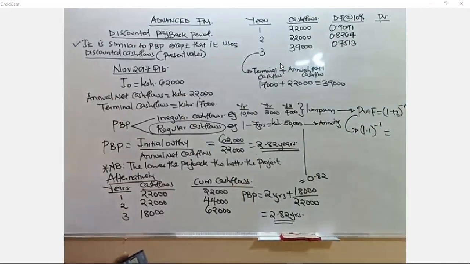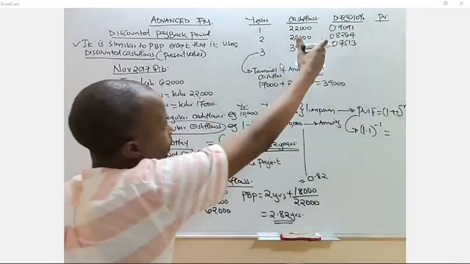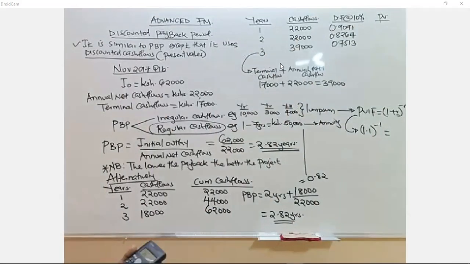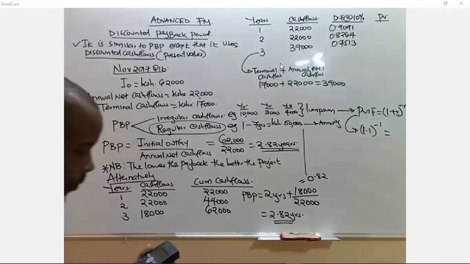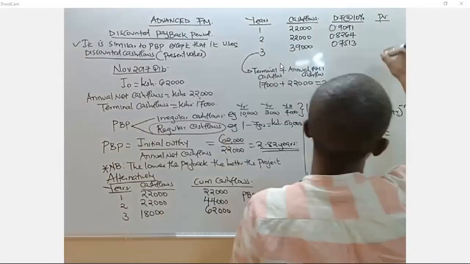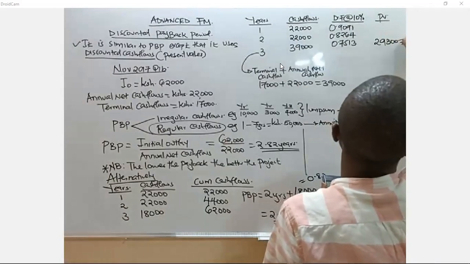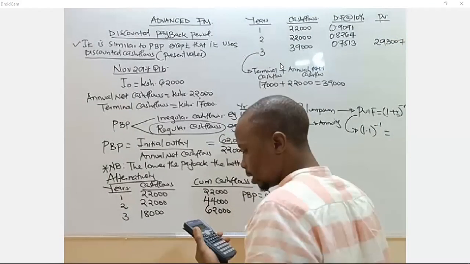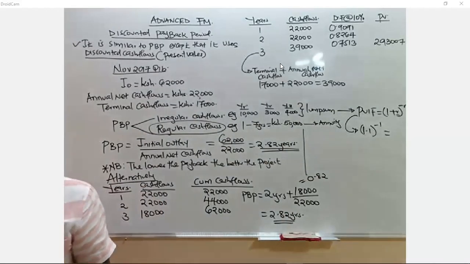In this case, to get the present value, take your cash flows and multiply with the discount factors. So for the last one, it will be 9,000 times 0.7513, getting 29,300.7, right?